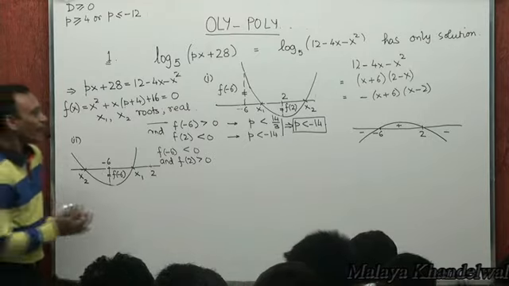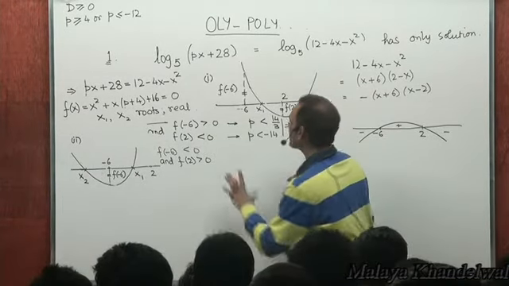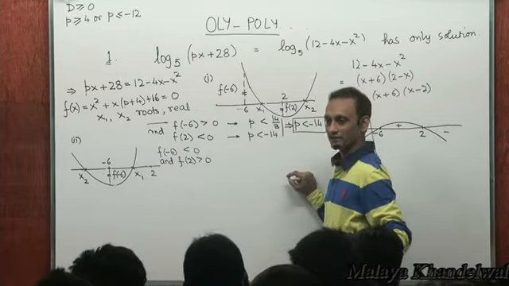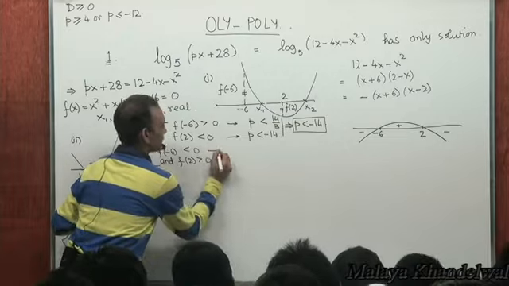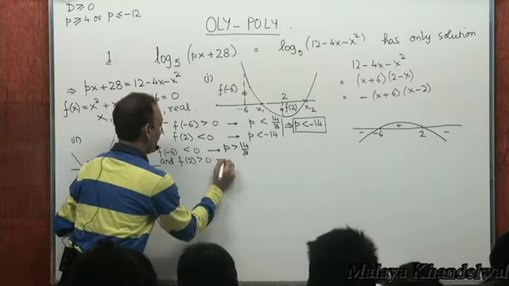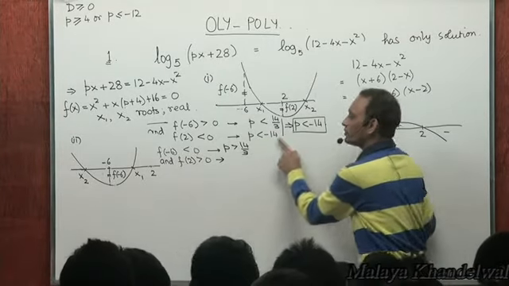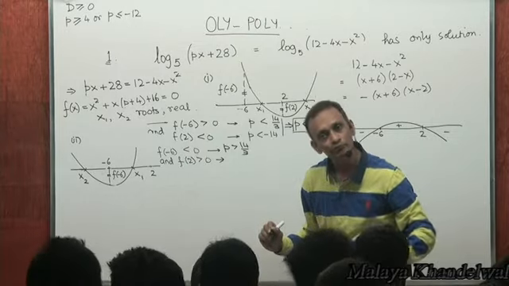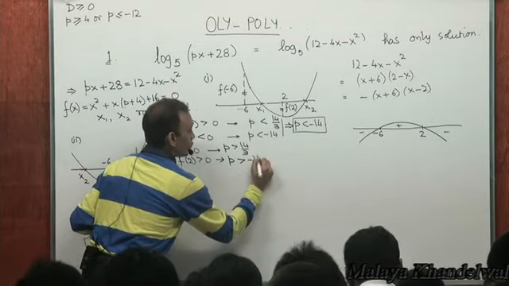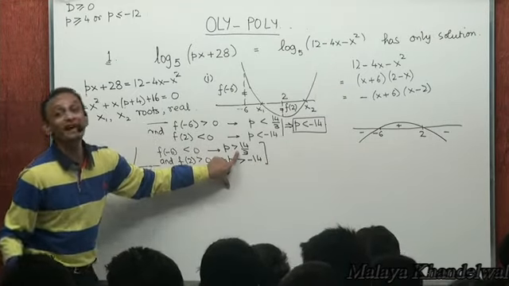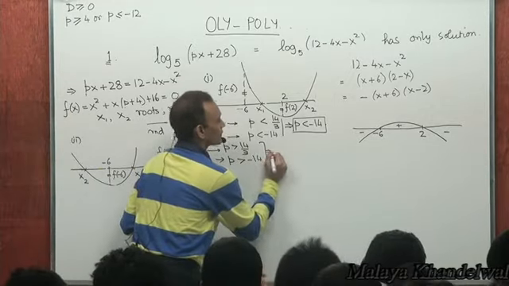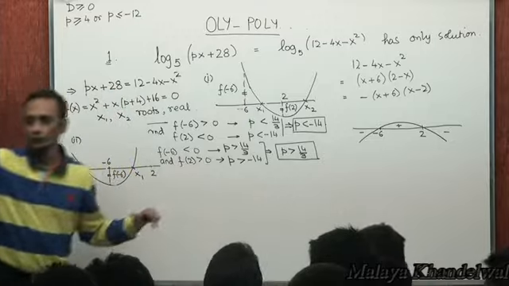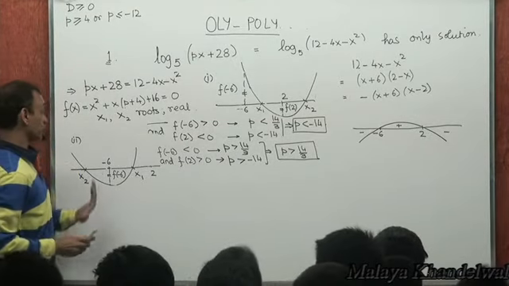Yes or no? Now, I don't have to do things again here. If f of minus 6 greater than 0 has given me p less than 14 by 3, then f of minus 6 less than 0 will give me p greater than 14 by 3. And in this case, f of 2 less than 0 gave me p less than minus 14. F of 2 greater than 0 will give me p greater than minus 14, right? Is that okay? Now, this condition and this condition will give me p greater than 14 by 3. Yes or no, right? That's case 2.